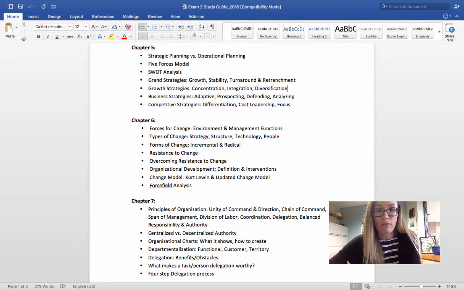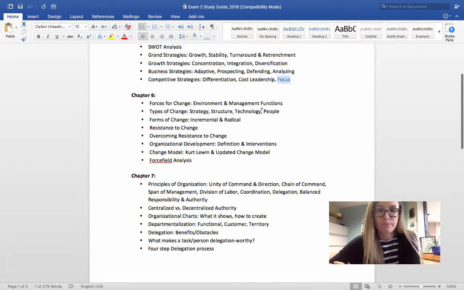Also, we have grand strategies. These are corporate, so those are umbrella. Business strategies are more line of business, so a little bit more specialized. And then competitive strategies are how are you going to compete? What makes you different? Just as a reminder, differentiation is that one thing that makes us distinct or different, versus focus, which is focusing on a specific market or a product or something very narrow instead of just being different. So it is a little bit different there.